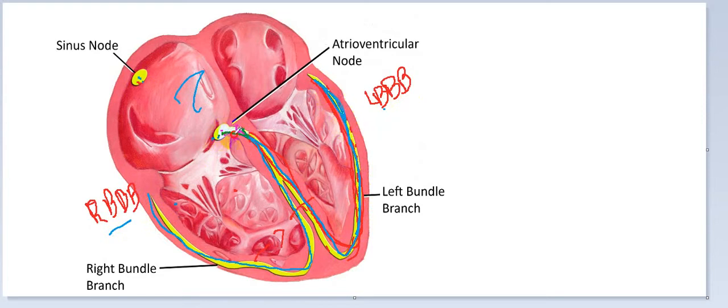So if the right bundle branch has a block, then the signal is going through the left bundle branch, and it depolarizes the left ventricle, and after that it makes its way back through the septum and into the right ventricle. And so there's a delay in the depolarization of the right ventricle.